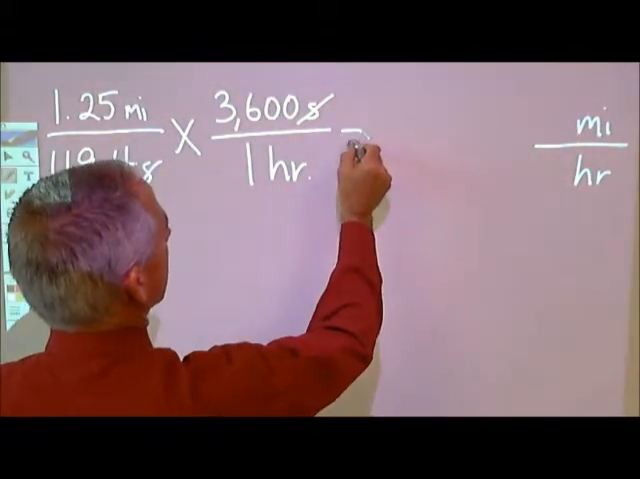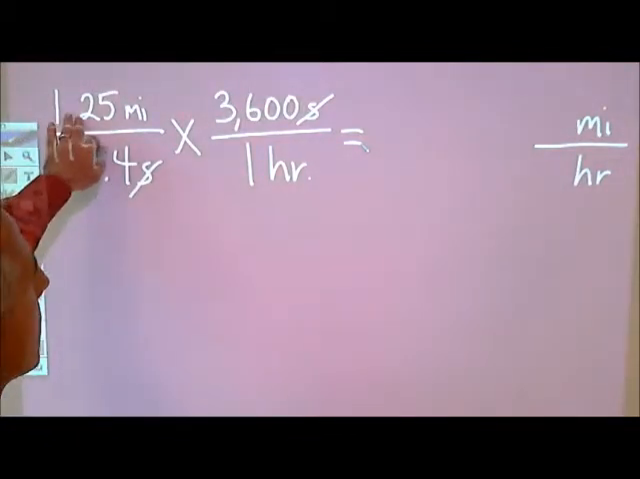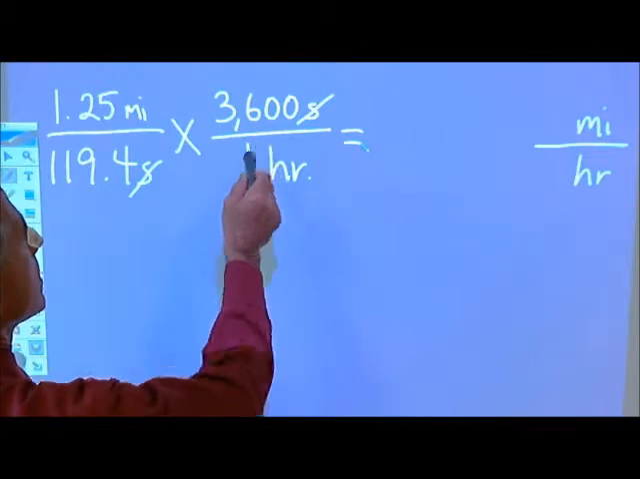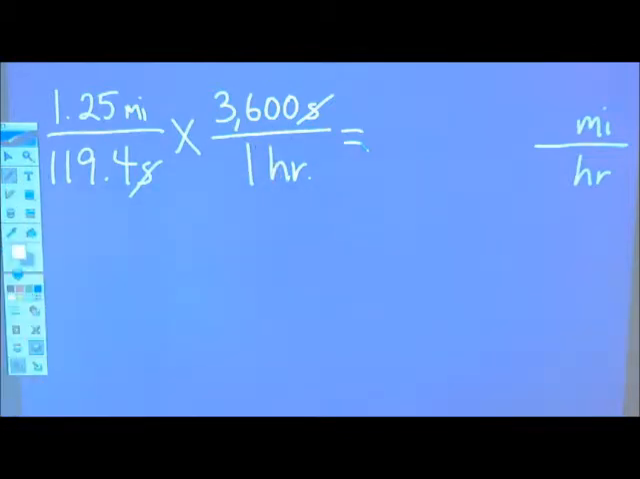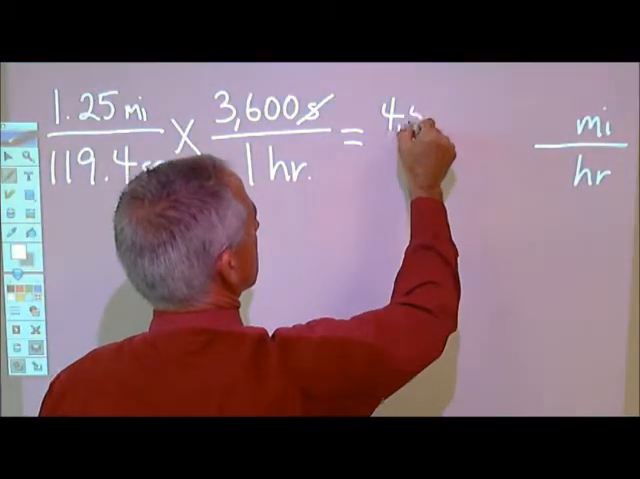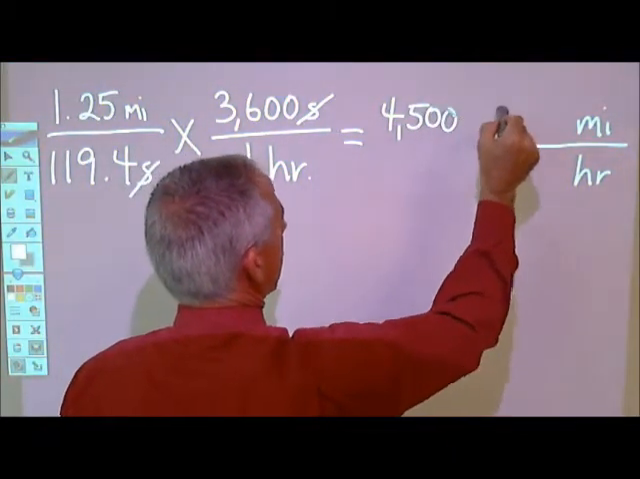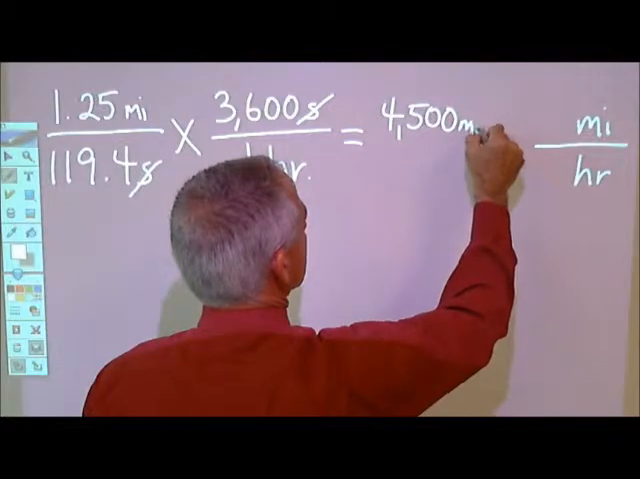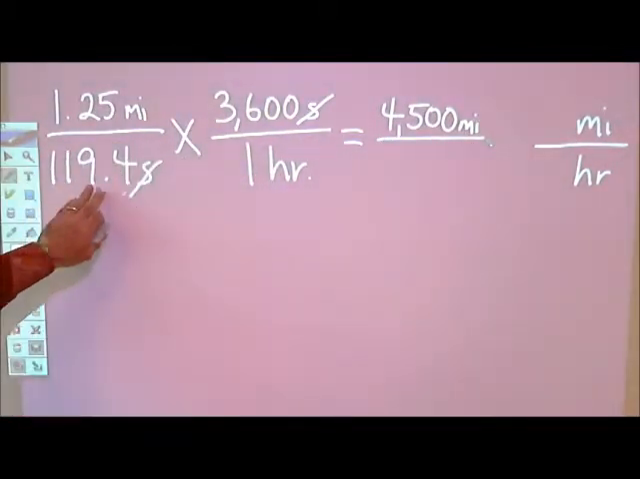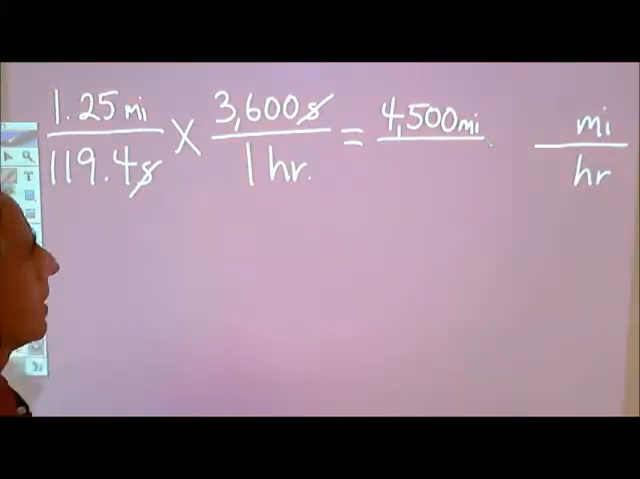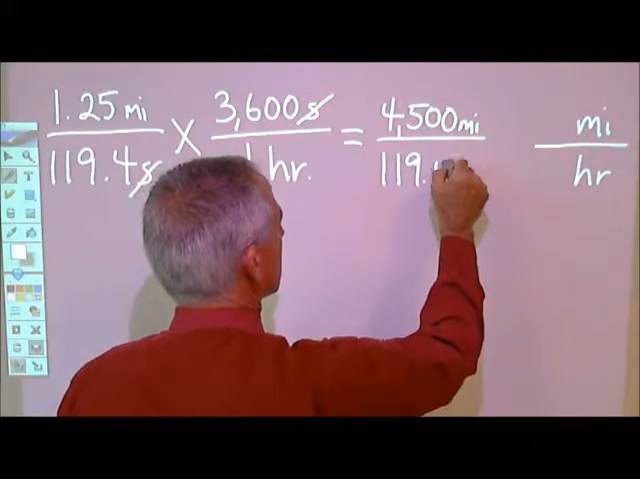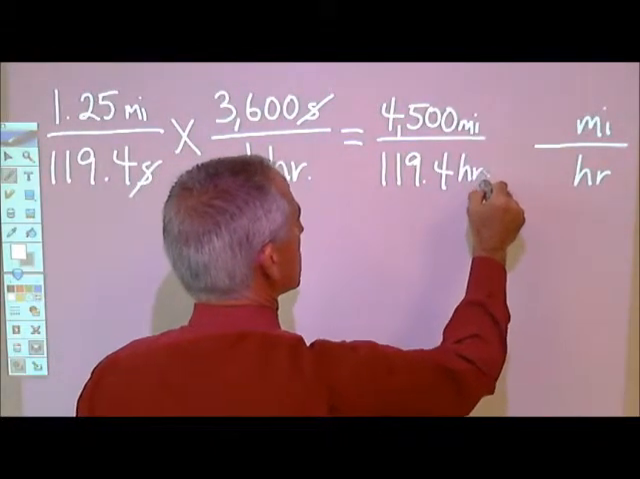So all we need to do now is just multiply top numbers. 1.25 times 3,600 seconds gives us 4,500 miles over 119 4/10 times 1, so 119 4/10, and that's going to be hours.